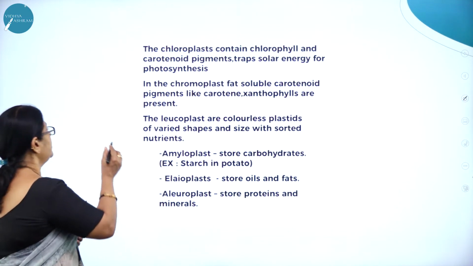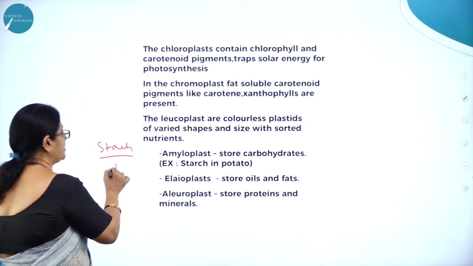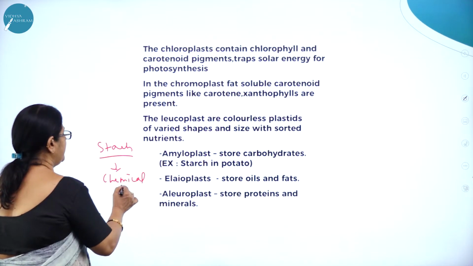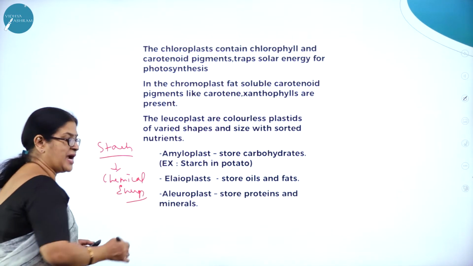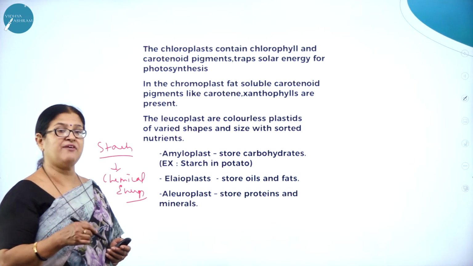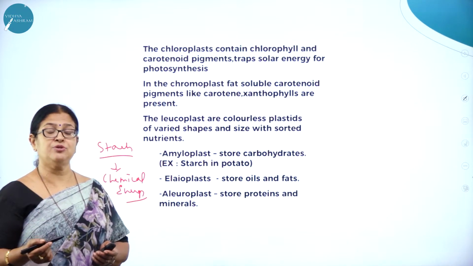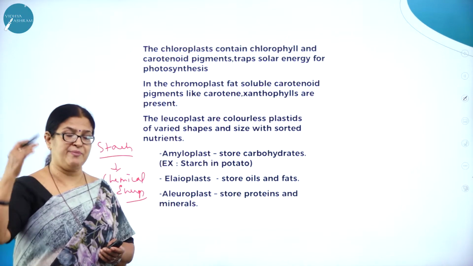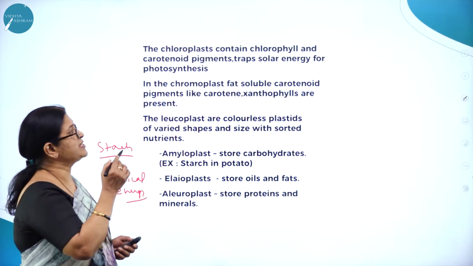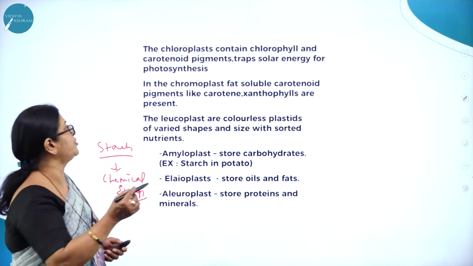I think all of us know the prepared food of plants is called starch. Starch is nothing but it is in the form of chemical energy. So the plants utilize the solar energy, convert it into chemical energy, and when we have this as a form of food, it is converted into kinetic energy. So solar energy into chemical energy into kinetic energy. So the chloroplasts contain chlorophyll, and this chlorophyll is going to trap the solar energy for photosynthesis.